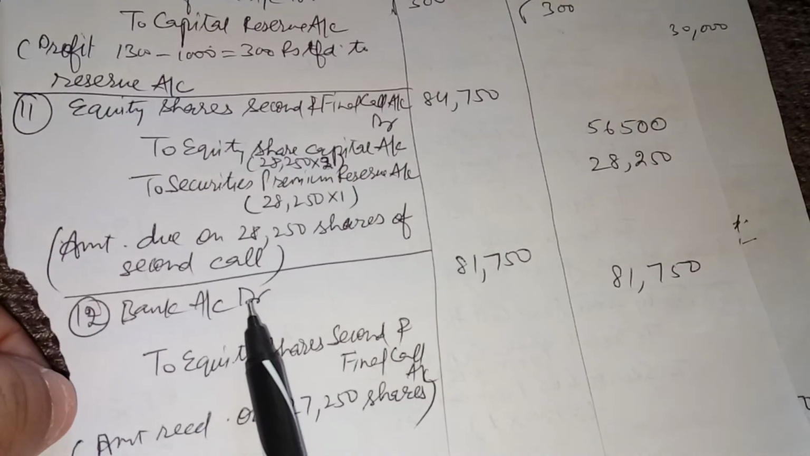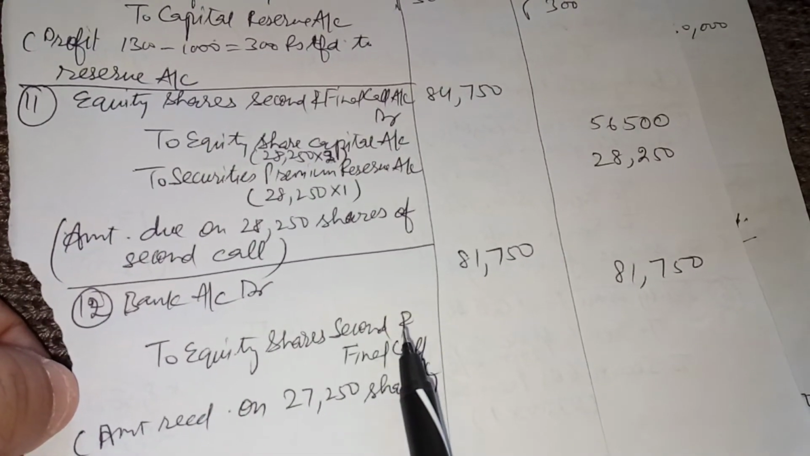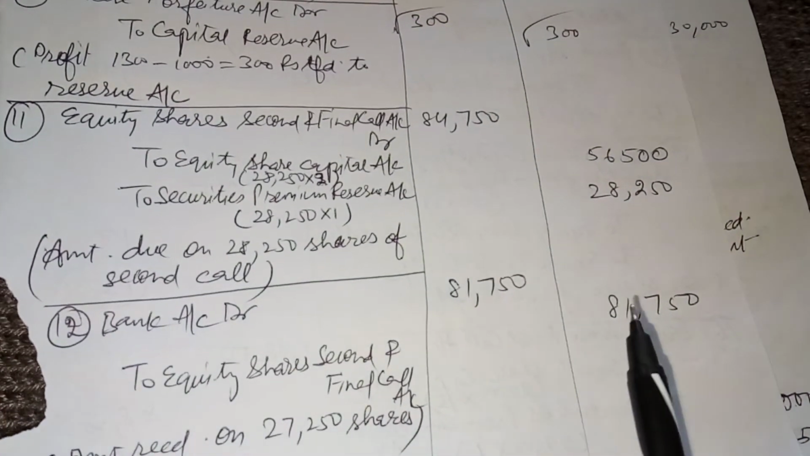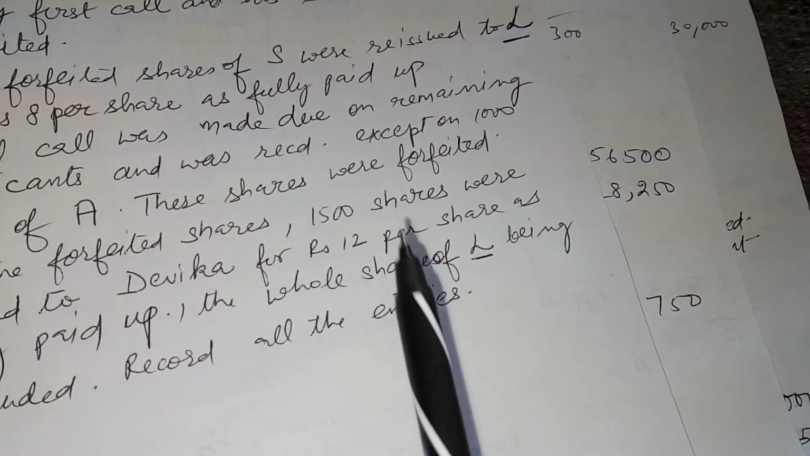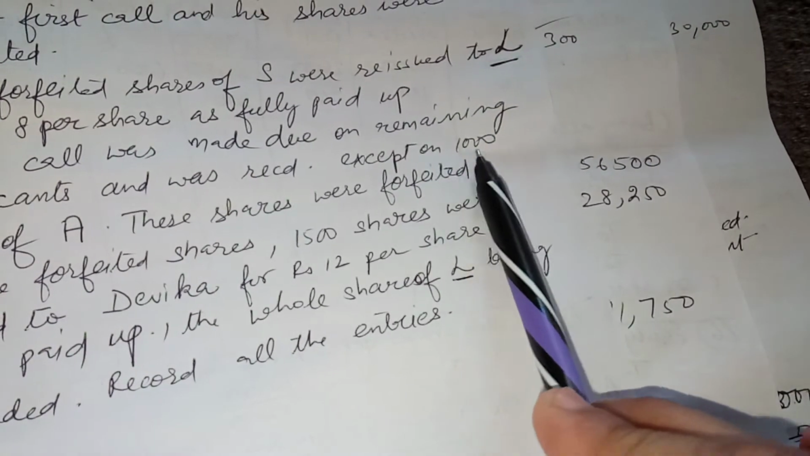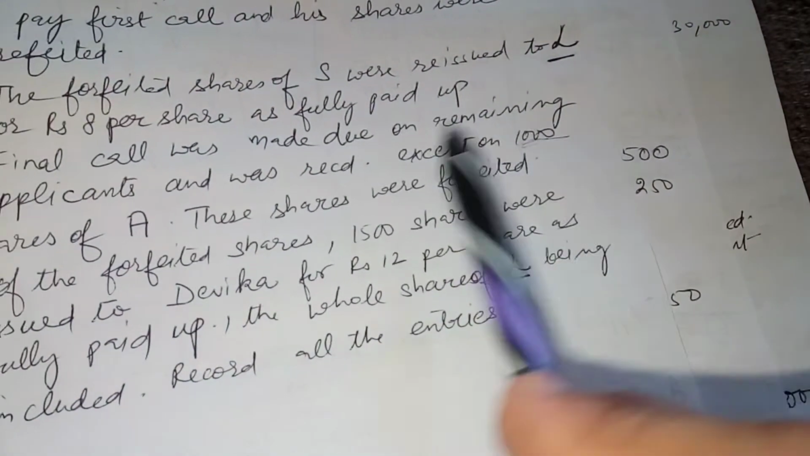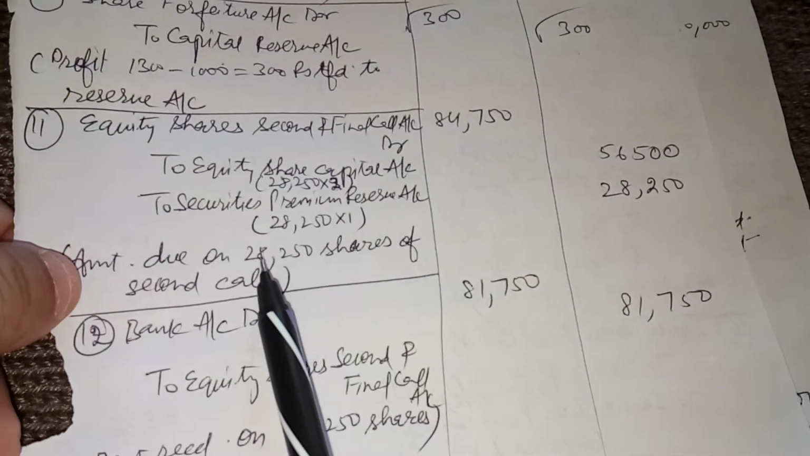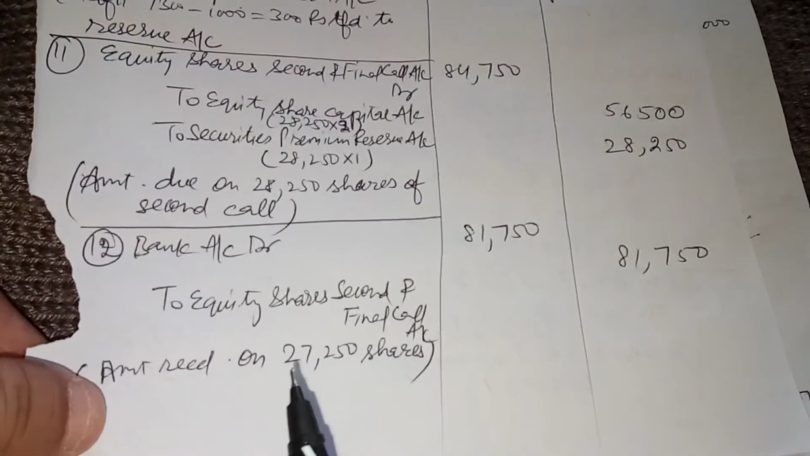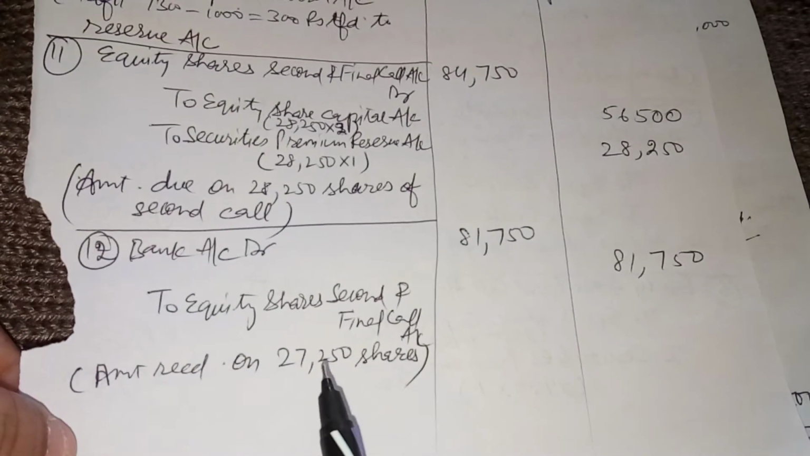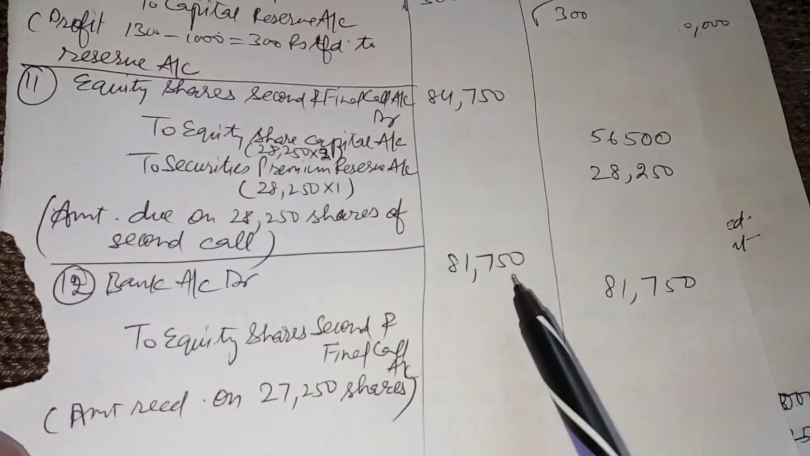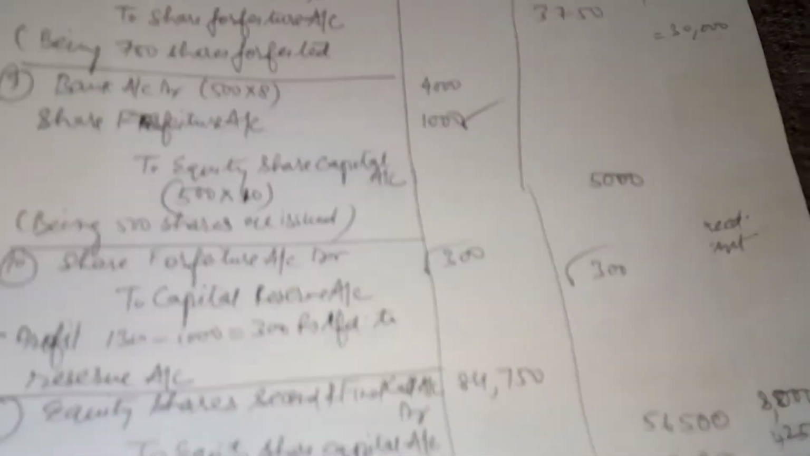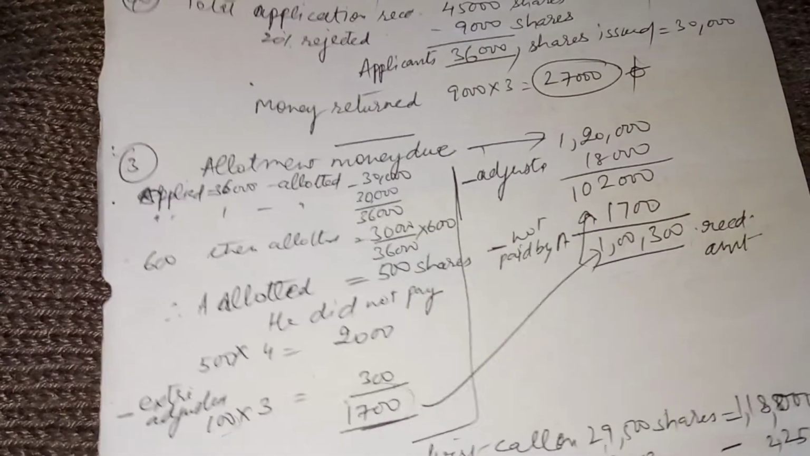Now bank account debit to equity share final call account 84,750. So the second and final call we did not receive for 1,000 shares. Except for 1,000 shares, the call money was not received. So 28,250 minus 1,000 comes out to be 27,250, upon them rupees 3 per share. The total amount received for the second call was 81,750.